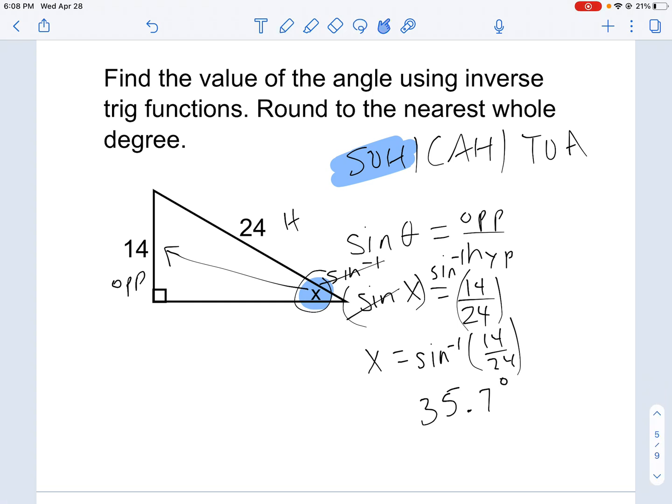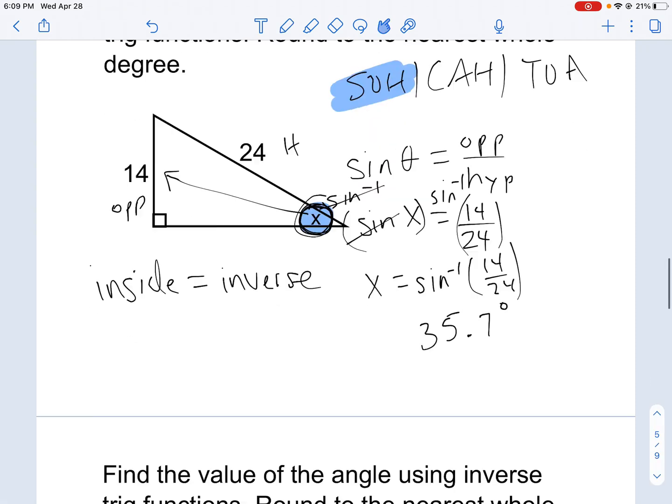Now, you might be wondering, okay, that's great, Mr. Hunter, but I'm going to have a hard time remembering when to use an inverse. Well, here's what I always say. If your variable is inside the triangle, you're going to need an inverse. So inside, you need an inverse.